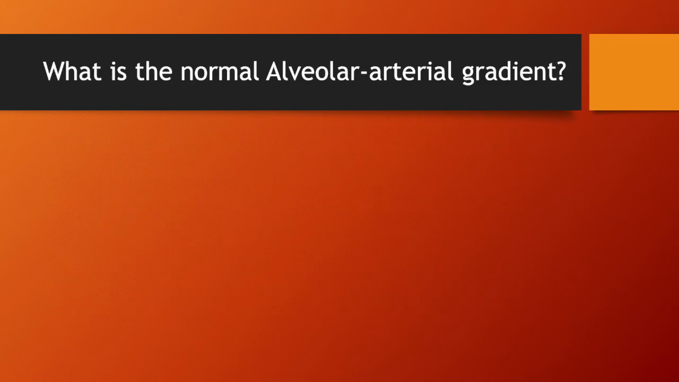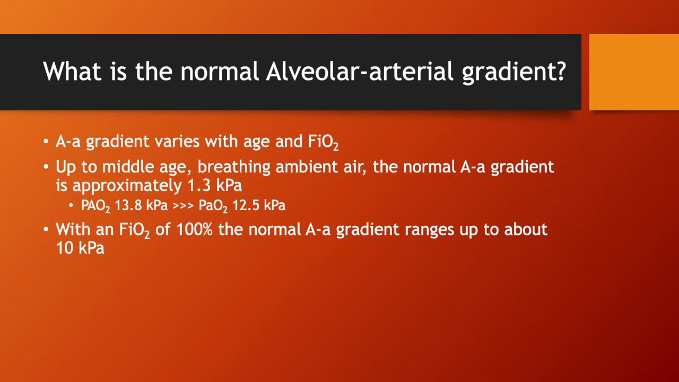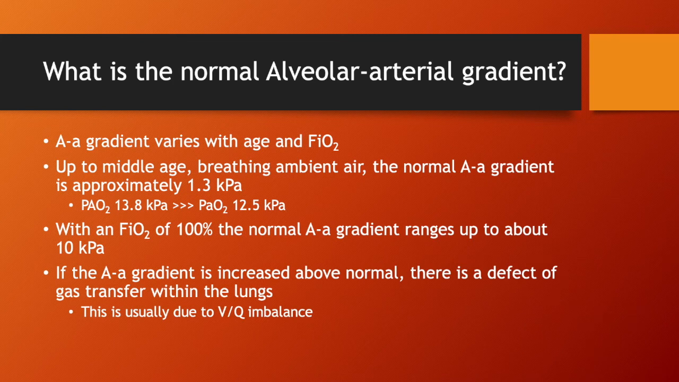What is the normal alveolar-arterial gradient? The alveolar-arterial gradient varies with age and with the fraction of inspired oxygen. Up to middle age, breathing ambient air, the normal alveolar-arterial gradient is approximately 1.3 kilopascals. This means for an alveolar partial pressure of 13.8 kilopascals, the arterial partial pressure of oxygen would be 12.5 kilopascals. With a fraction of inspired oxygen of 100%, the alveolar-arterial gradient ranges up to about 10 kilopascals in a normal healthy patient. If the alveolar-arterial gradient is increased above normal, there is a defect of gas transfer within the lungs. This is usually due to VQ imbalance.